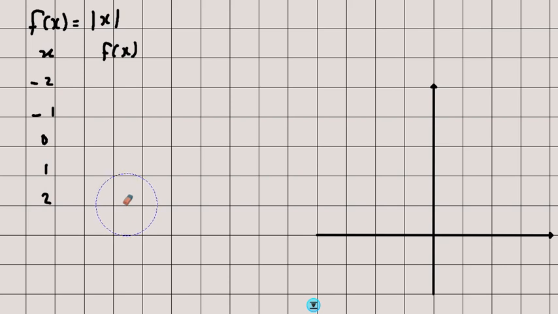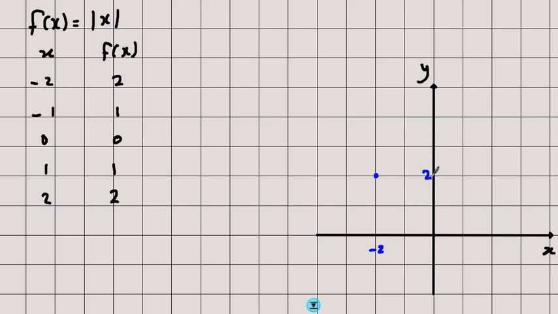You know what the absolute value does. So the absolute value of negative 2 is simply 2. The absolute value of negative 1 is 1. And then it's obvious that those values are 0, 1, and 2. So let's plot. This is our x-axis, and this is our y-axis. So when x is negative 2, y is 2. So we have a point here.